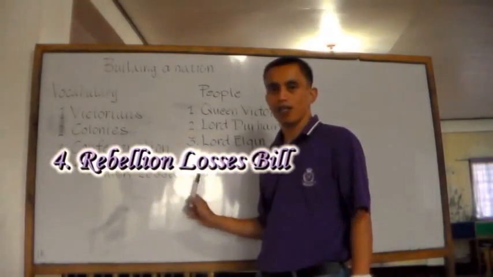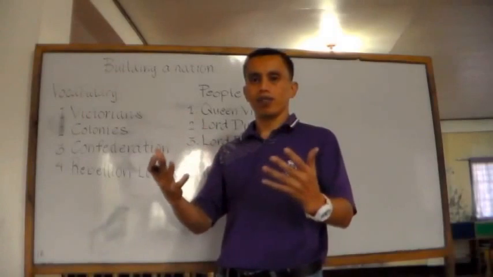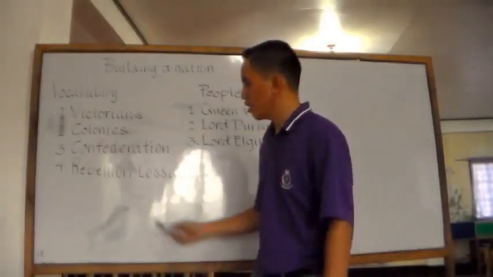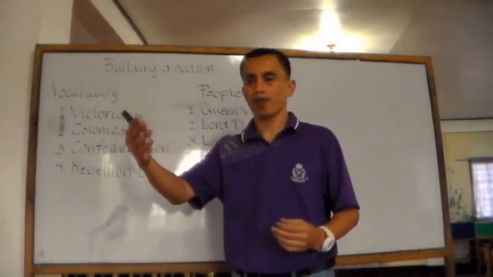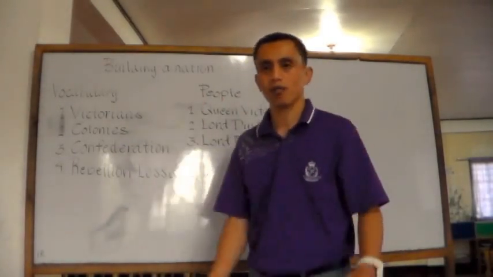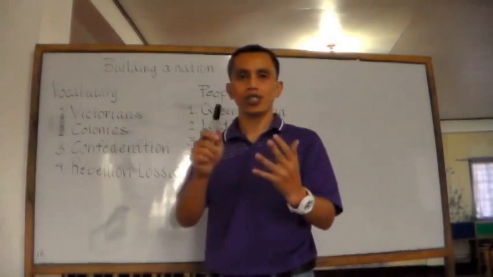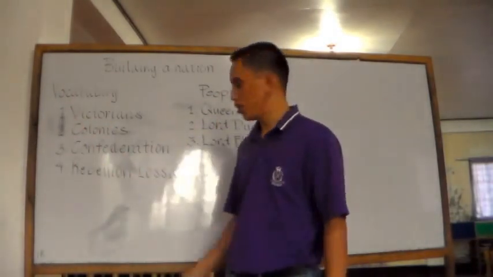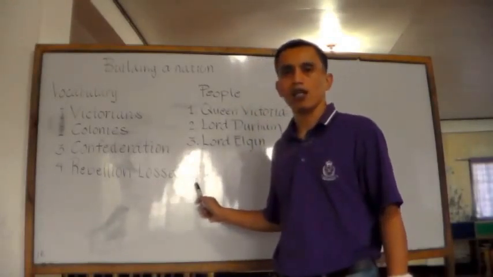Next, Rebellion Losses Bill. Rebellion Losses Bill is a bill, or a law, that says that during the time of rebellion, many properties were destroyed or damaged. After the rebellion, this bill says that the government is going to pay for any loss during the rebellion. Any property, for example, your house was destroyed, your farm was burned, and all your properties were destroyed, the government is going to pay for your loss. And that is the bill, it's a law.